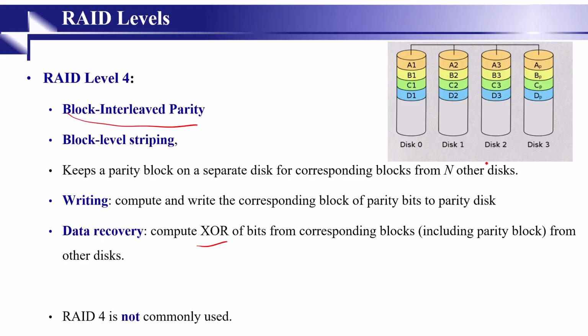And you can see here the image. We have 4 disks. So data blocks A1, B1, C1, and D1 are striped across disk 0, disk 1, and disk 2, while disk 3 is reserved for parity blocks like AP, BP, CP, and DP. This dedicated parity disk enables data recovery in case of a single disk failure.